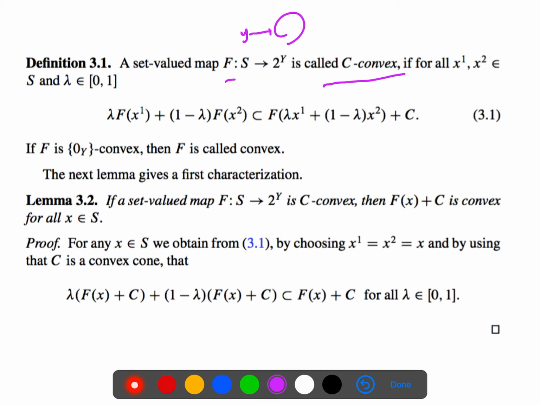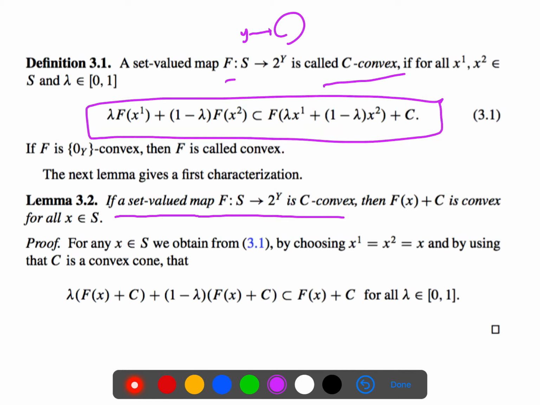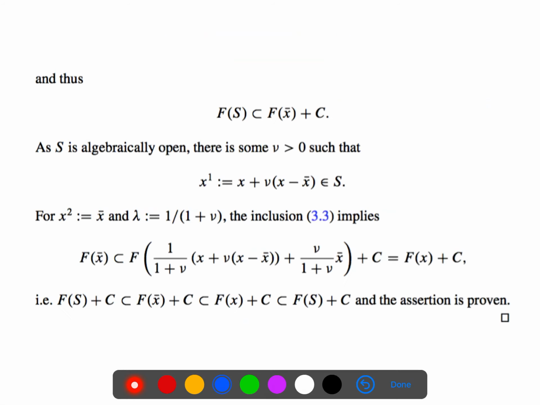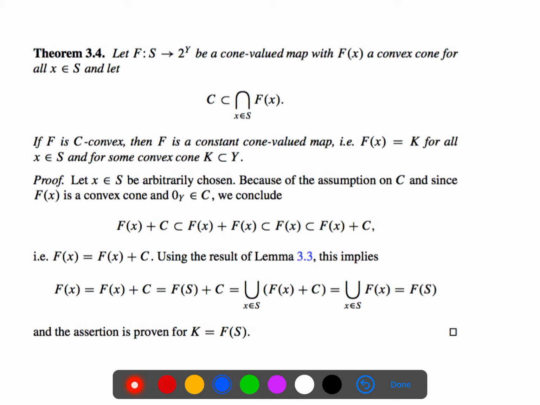So let's see what it means. If a set-valued map is C-convex, as is written here, then F of x plus C is convex as well. Also, we can say that if F is a cone-valued map and F is C-convex, then this relation holds. And a very simple proof.